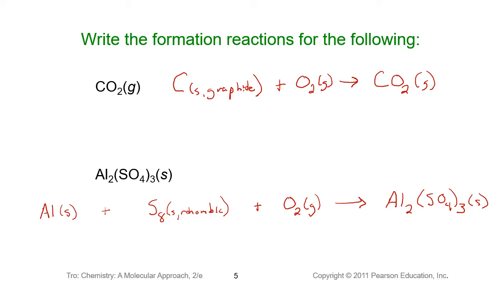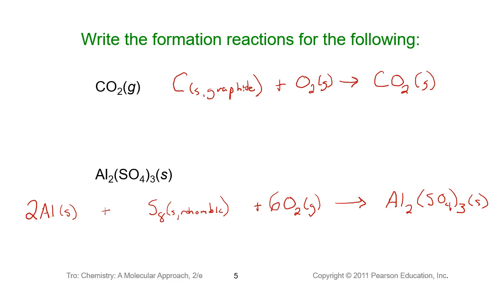Now we have to balance our reaction. Because we can only have 1 mole of the product, we have to balance the reactant side. So we have 2 aluminums, so that is pretty easy to balance. We put a 2 in front of our aluminum. If we look at our oxygen, we have 4 times 3, which is 12. Because it's diatomic, that means we need 6 O2.